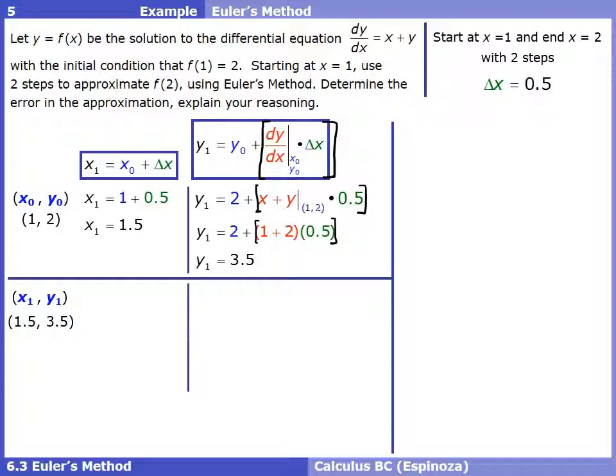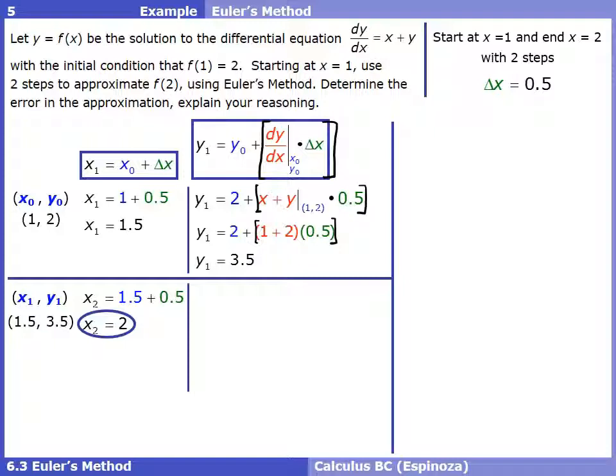Got to go one more step so we can get to our x value of 2. So our x1, y1 is 1.5 comma 3.5. To find our next x value, x2, we'll take the old x value of 1.5 and add to it our step size of 0.5. And that, of course, puts us where we wanted to end out.